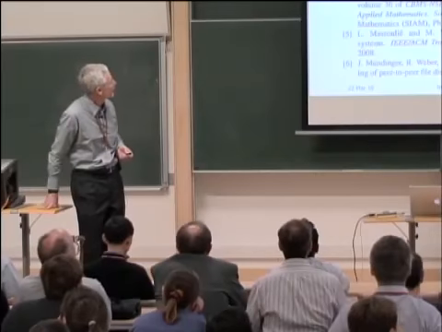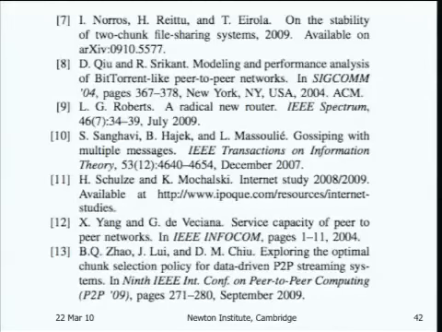So yeah, those are references. There's this Neuros paper that was talked about here on the stability of a 2-chunk file sharing system.